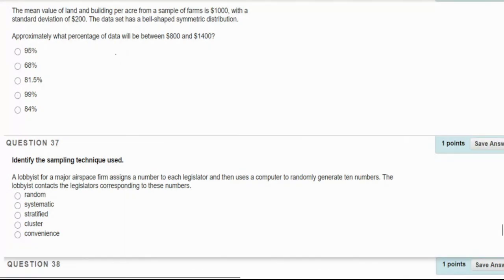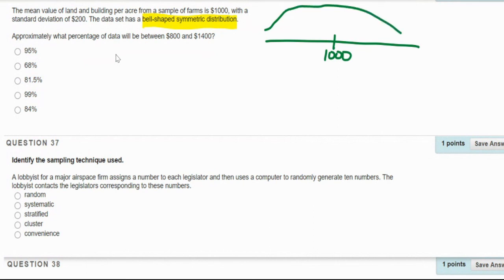it is actually an empirical rule question. The only interesting thing is that they just told you it is bell-shaped. Remember that the empirical rule is only for bell-shaped distributions, right? So let's see, the middle is 1000. And when we draw that diagram, I told you to have the diagram by your side. Now, the standard deviation is 200. So when you move to the left, that'll be 800, right?